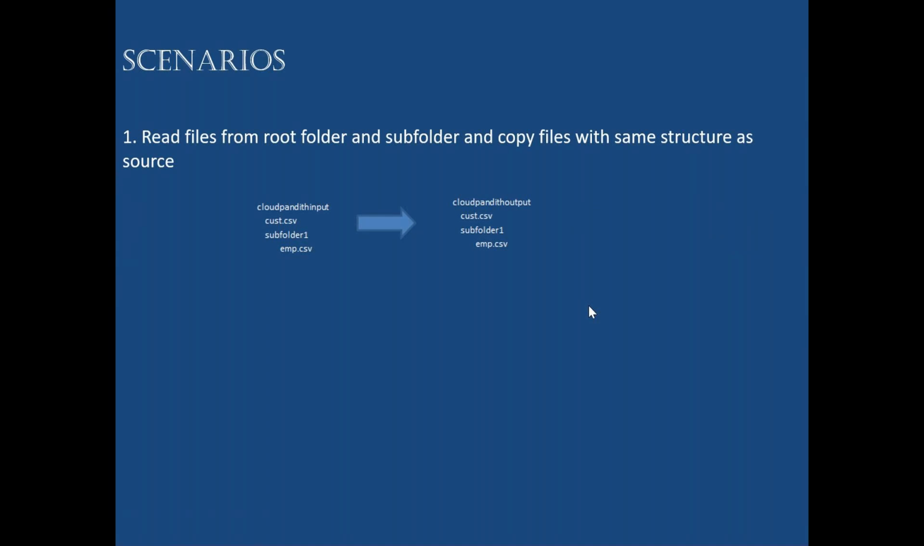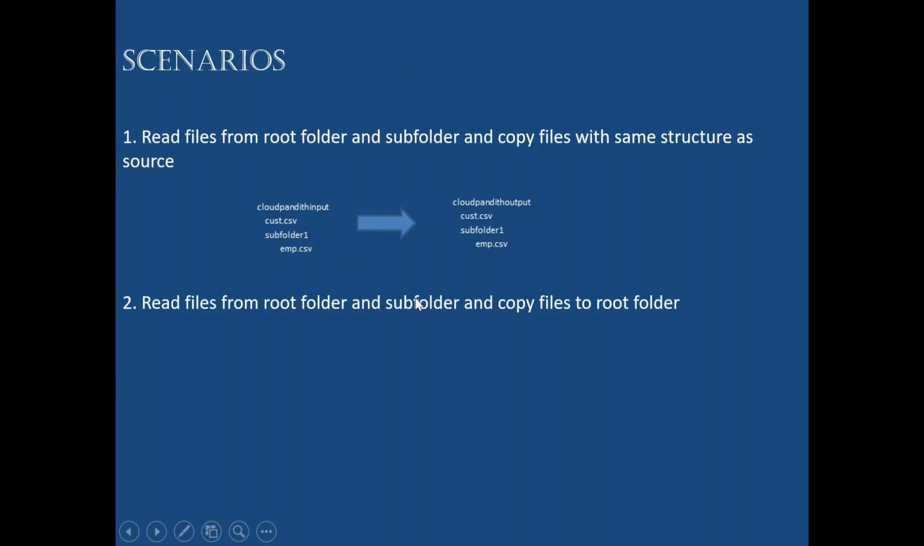If you are keeping the structure as it is, same as the source, that is nothing but preserved hierarchy. You are preserving the same structure. You see, this is a main folder. Under that, one file and one folder are there. Under this folder, again this file is there. So now what I'm doing, this structure as it is, I am copying from the Cloud Pandit input to the Cloud Pandit output container. I am copying the same structure.